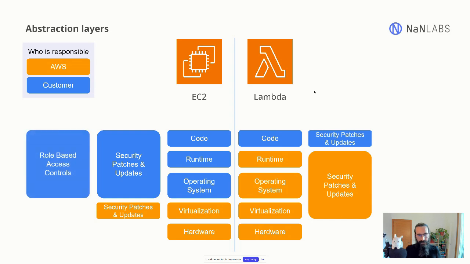What about role-based access controls? The same, like what your code has access to. Does it need to reach a database? Does it need to read permissions? Your responsibility. But also, for example, who can SSH into your EC2 instance? That is a lower level, but still your responsibility on EC2. On Lambda, you don't care. The only thing that you care about is your code.